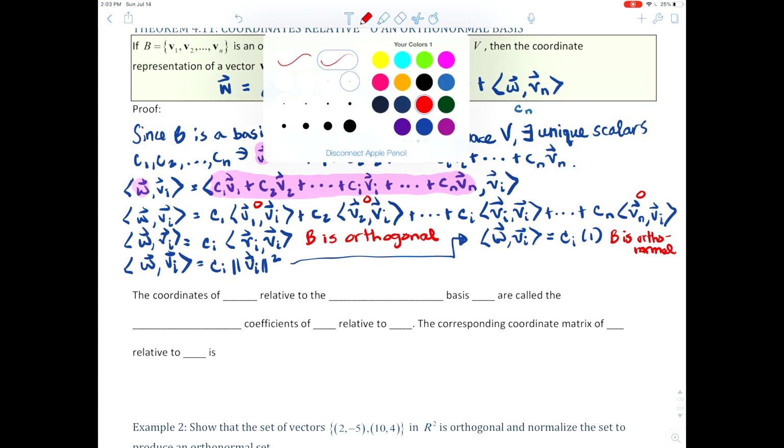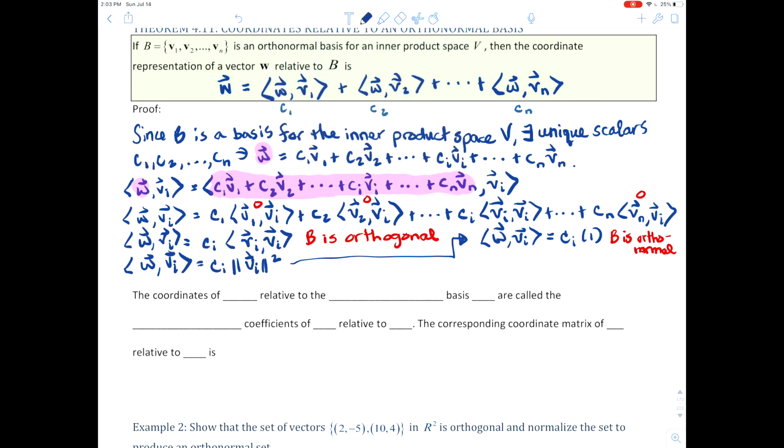All right, so then what are we going to have? What's left? Awesome. The inner product of W with Vi equals Ci. Isn't that awesome? And we're done. We've shown what needs to be shown. All right, so what does that mean?